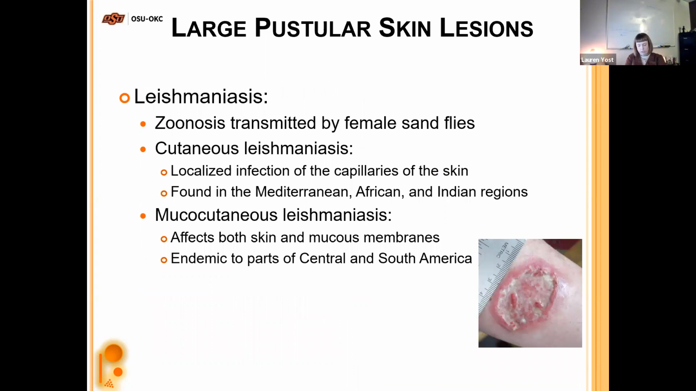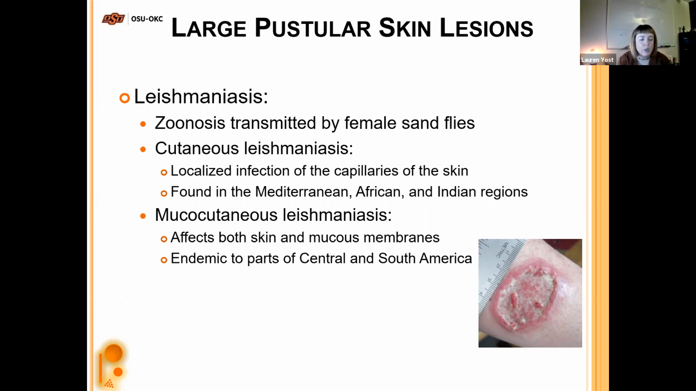Now we talked about the rashes first, and the second one for the skin is large pustular skin lesions. Starting with leishmaniasis, this is a zoonosis transmitted by female sand flies. We saw this a lot in the Middle East with people going out there for the war. People who just live there get this as well. It can be cutaneous or mucocutaneous.